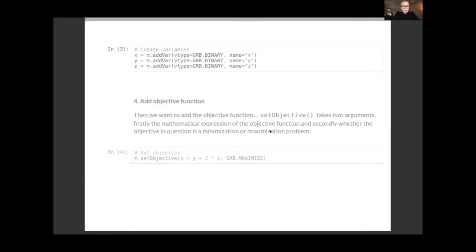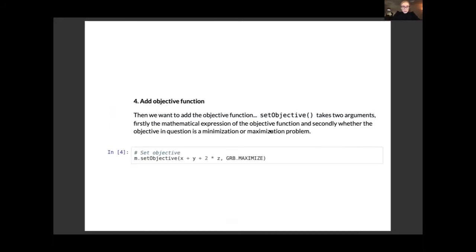Then we want to add an objective function to our problem. We want to use the function setObjective, which takes 2 arguments. The first argument is on the left side of the comma, and the second argument is on the right side of the comma. You see here that the first argument is the mathematical expression of your objective function, which you just type out as is. And the second argument is whether we are dealing with a minimization or a maximization problem.